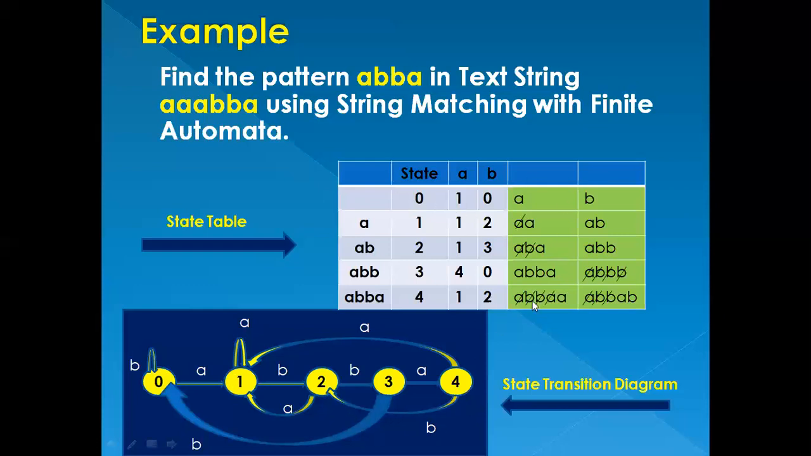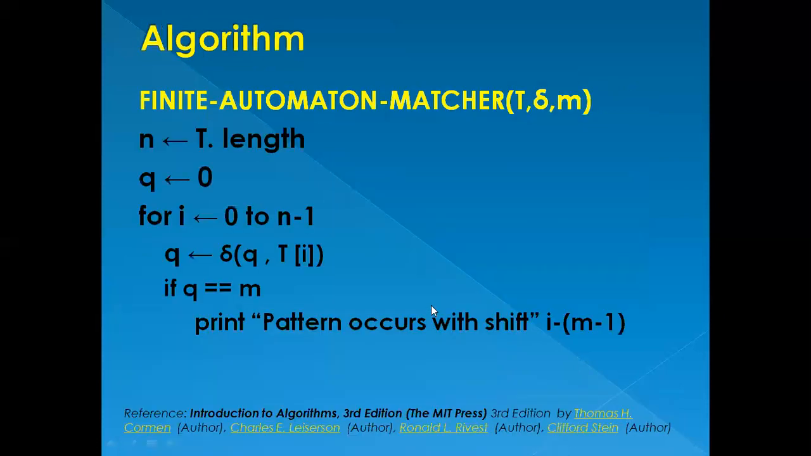So it's the same representation of the table in the transition diagram format, so that you understand it better. You need not show this in the exam for a pattern matching example. Even if you show the state table, that's enough. So this is the finite automata matcher algorithm, the matching algorithm where you are using finite automata for the matching process. So hence this name, finite automata matcher.